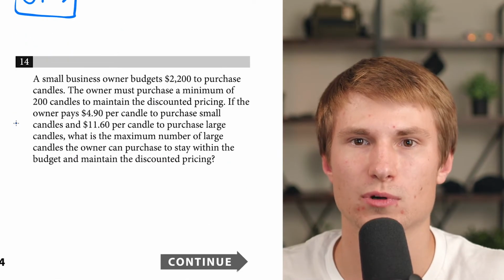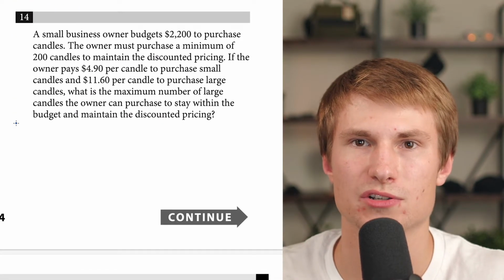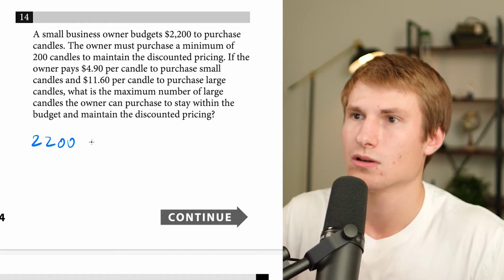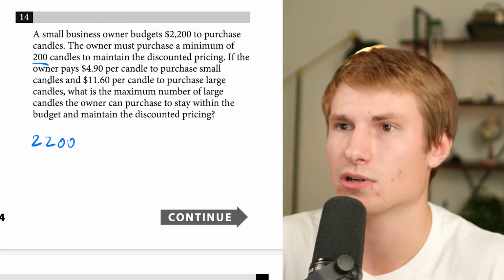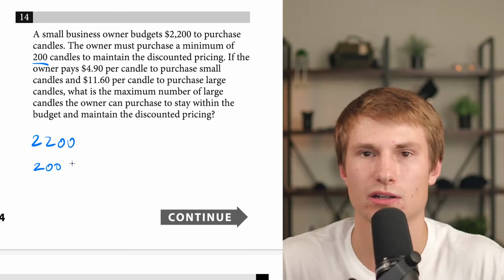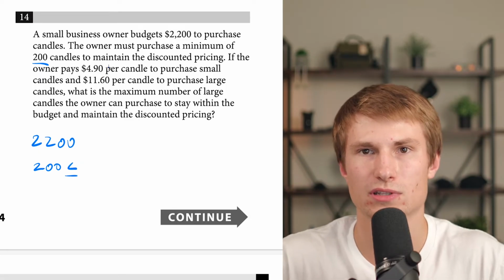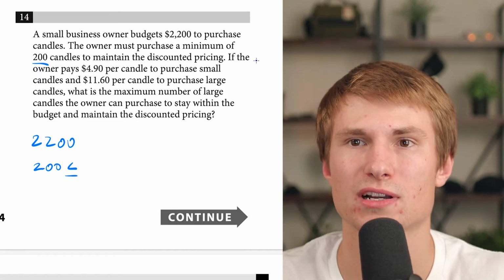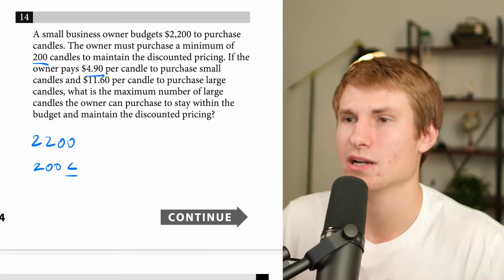Okay, we've got question number 14. A small business owner budgets $2,200 to purchase candles. Owner must purchase a minimum of 200 candles. Okay, so minimum of 200 candles. So that means we must have greater than or equal to that. To maintain the discounted pricing, if the owner pays $4.90 per candle to purchase small candles.